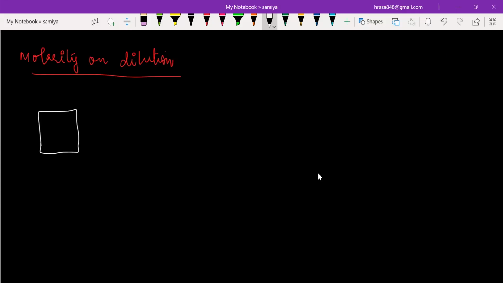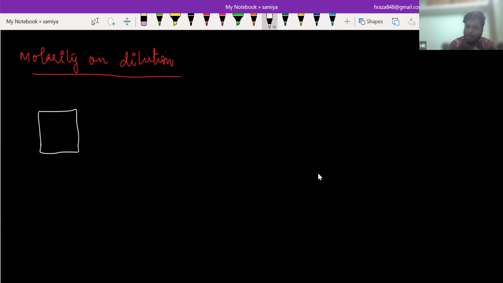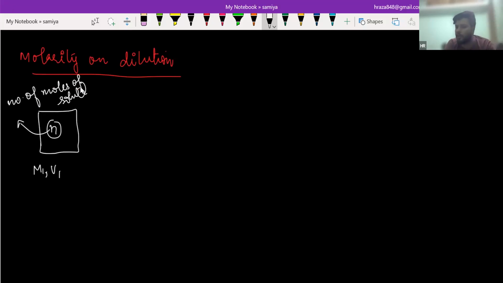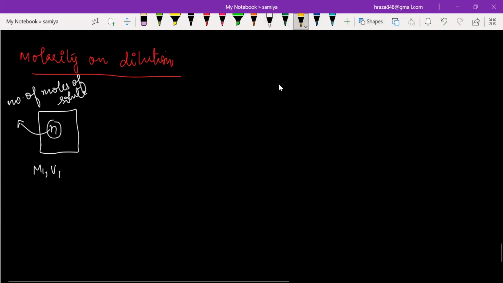Yes, sir. We have concentrated acid and diluted acid. That means concentrated acid is converted into diluted by adding some amount of water or solvent. Are you getting it? So here is a container which has molarity M1 and volume V1, and a number of moles N. This N represents the number of moles of solute.